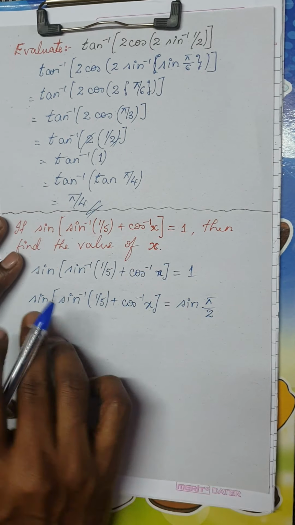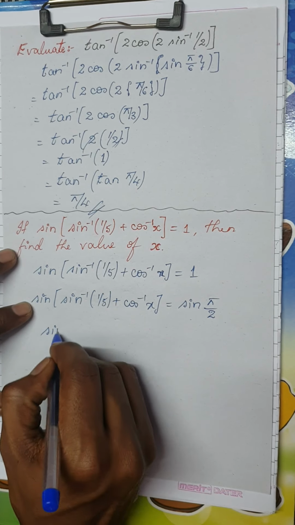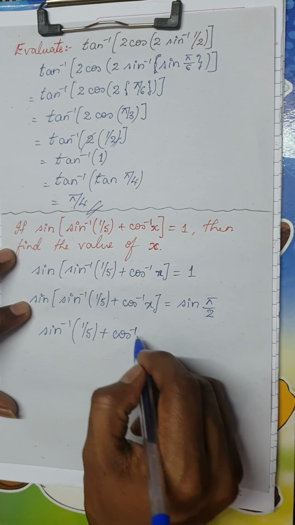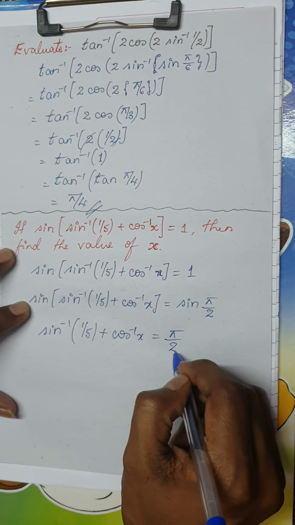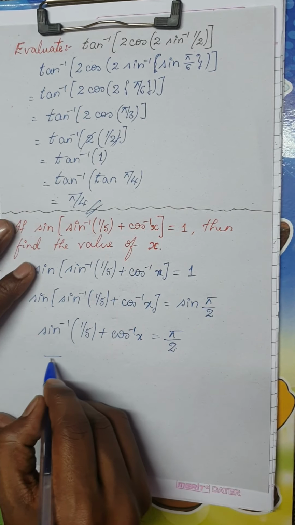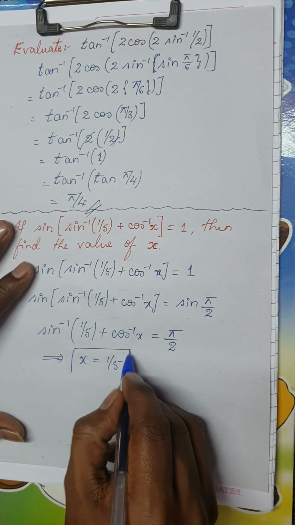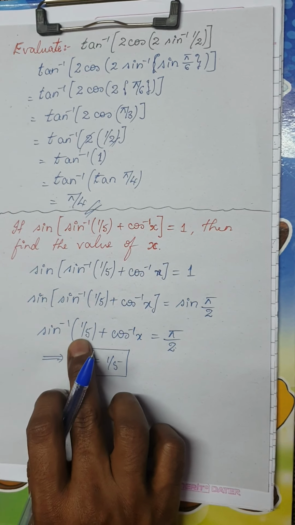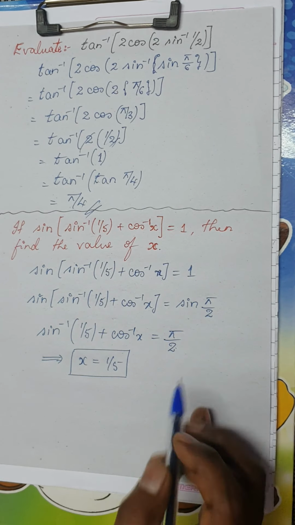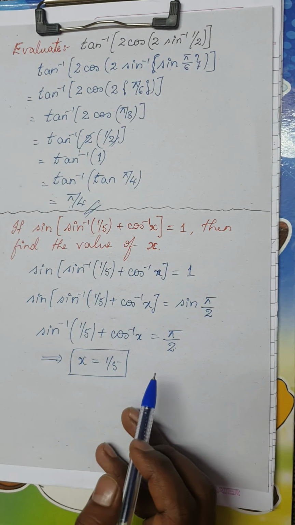If you apply sin inverse on both sides, then sin inverse and sin will be nullified. So I am going to get sin inverse of 1 by 5 plus cos inverse of x is nothing but pi by 2. Now remember, from this I can simply write x is equal to 1 by 5. Can you tell me why? Actually I have sin inverse of 1 by 5 plus cos inverse of x equal to pi by 2. But I directly wrote x is equal to 1 by 5. How did you get this?